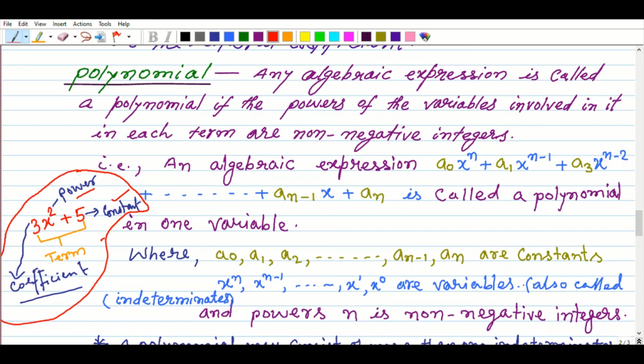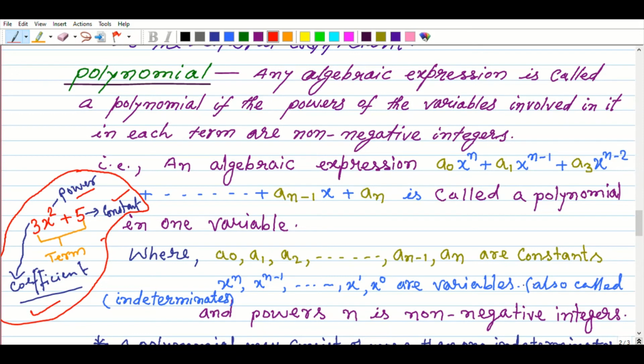And next, you see in the left hand side I have drawn the figure. It contains two terms, the first term and the second term. These are the terms, and the 5, which is without variables or indeterminates, is a constant, and 3 is the coefficient, that is a numerical coefficient, and x square means 2 is the power of the variable, right? I hope you understand this one very well. You can draw it also and understand, right?